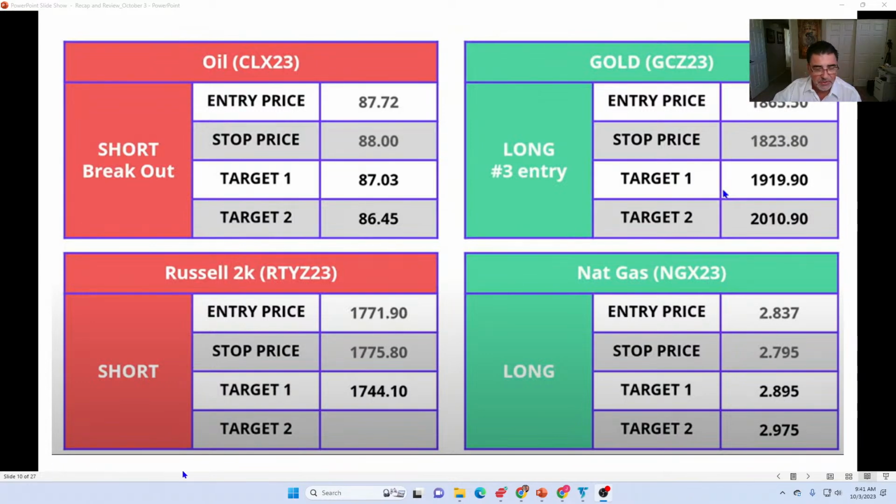Team, we do need to put a disclosure at the bottom here. These are just educational trading ideas. Take the trade, it's at your own risk type thing.